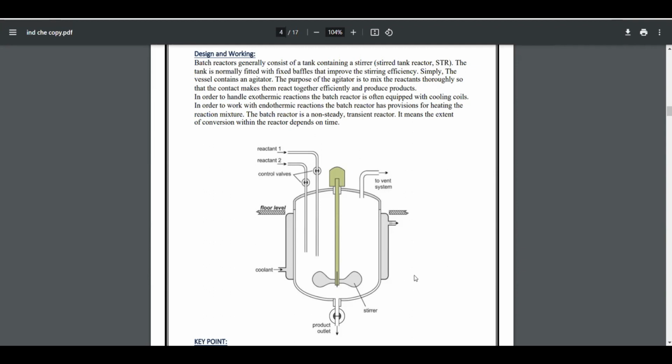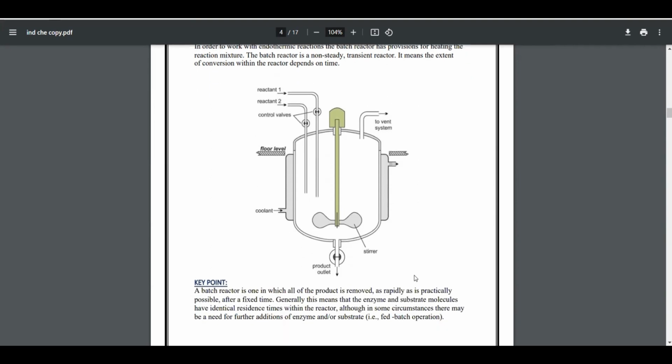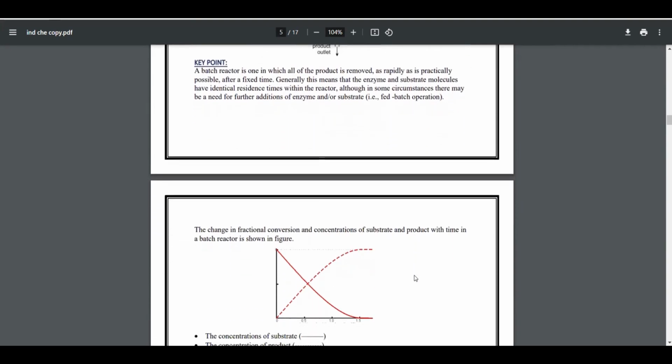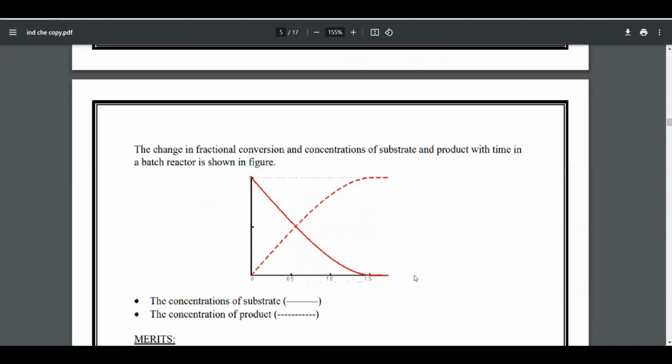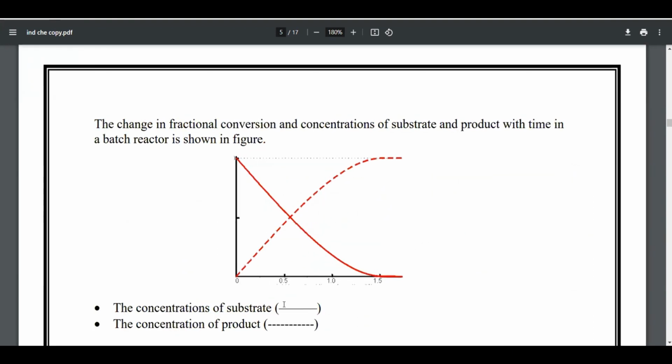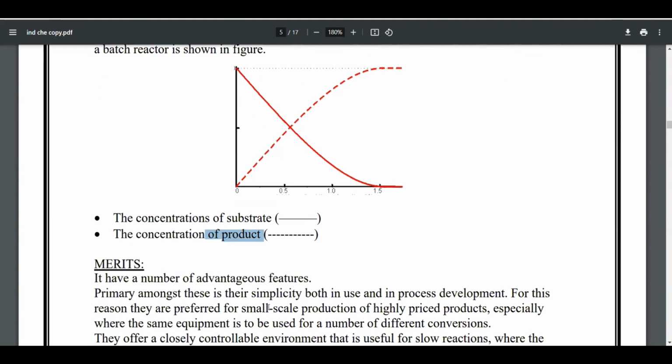And the batch reactor is a non-steady transient reactor. It means here the extent of conversion within the reactor depends on time. Then there are some key points, as you can see in the graph: there's a red line which shows the concentration of the substrate, and the dotted line which shows the concentration of the product.